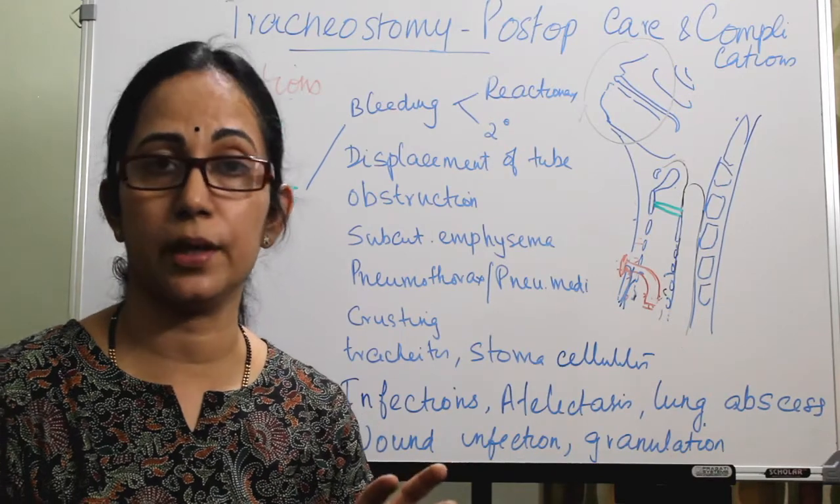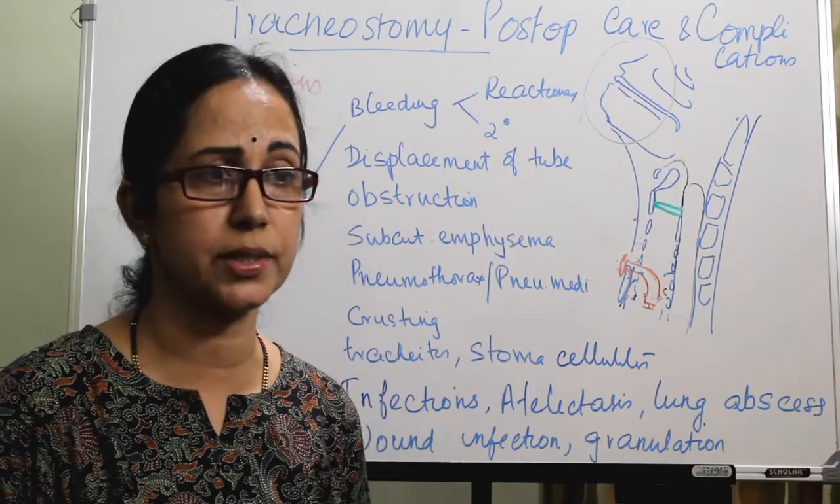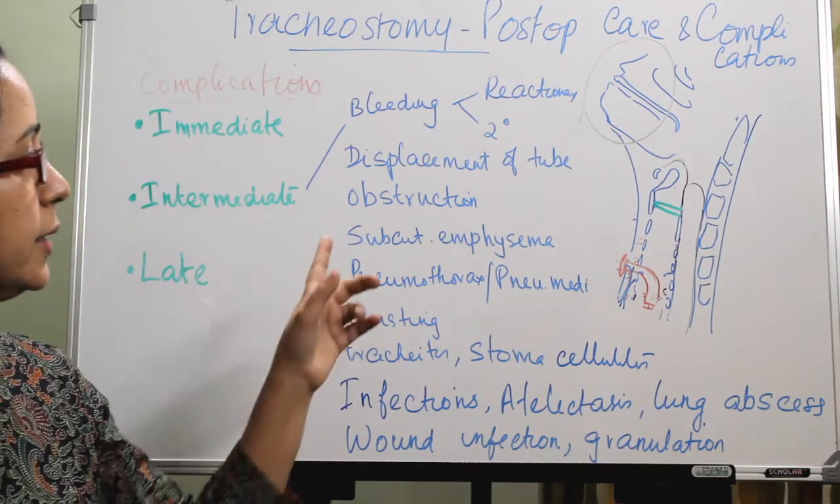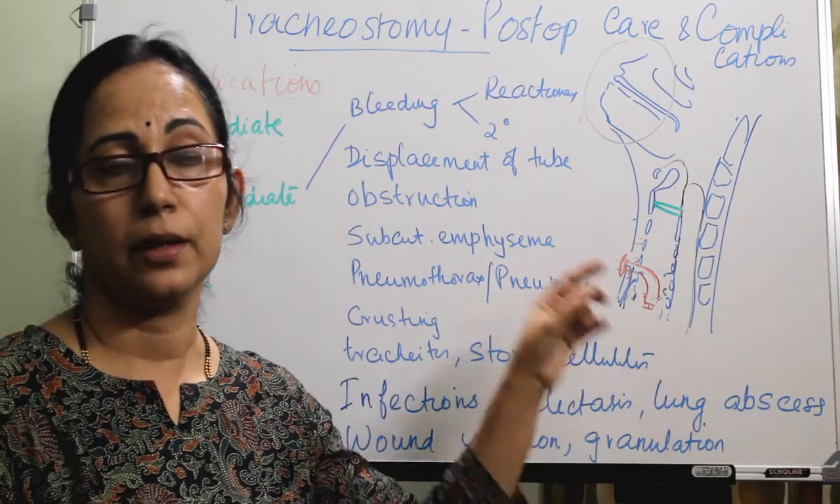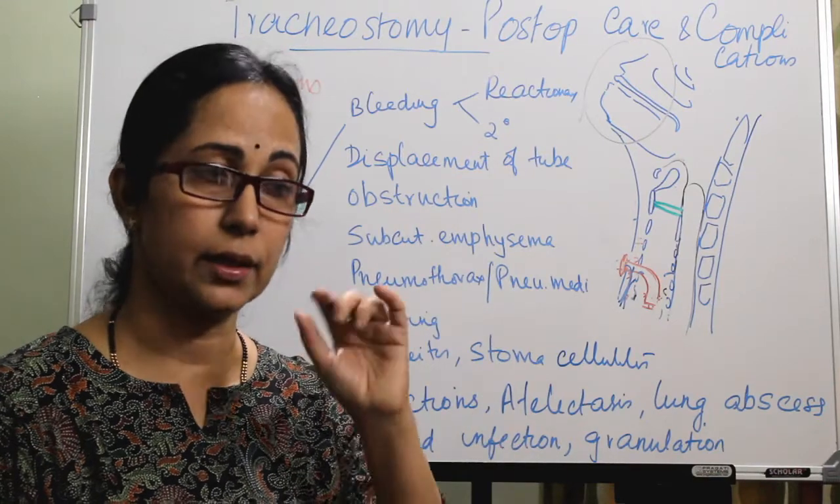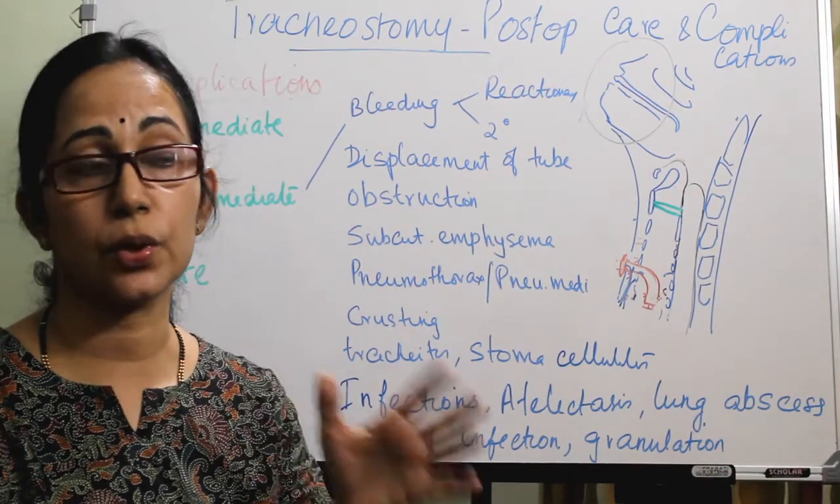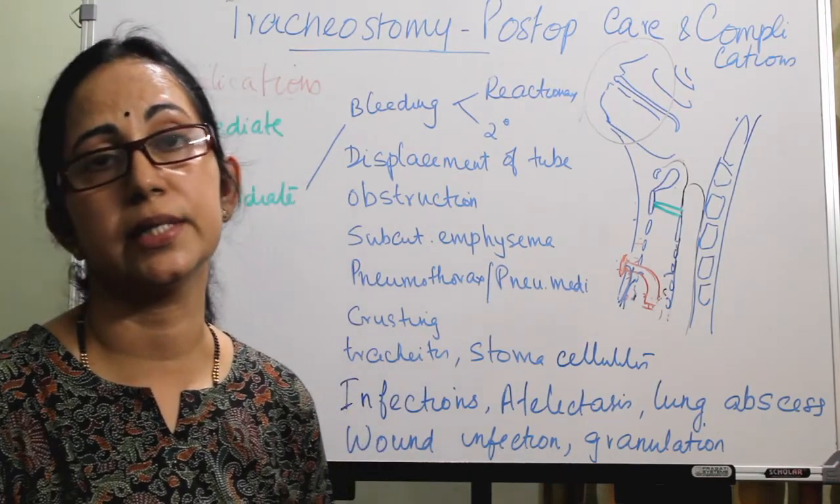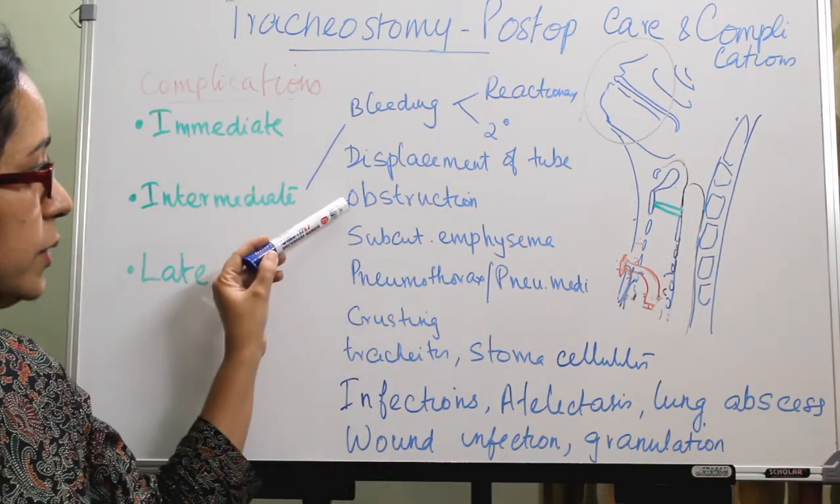As soon as you find out that there is tube obstruction by the look, listen and feel method, then immediately give suction. Remove the inner cannula if there, then give suction, and if it is not getting relieved by that, then change the tracheostomy tube for the obstruction.